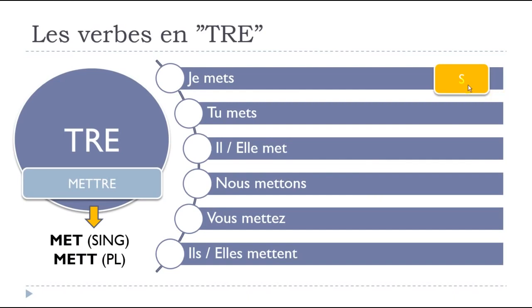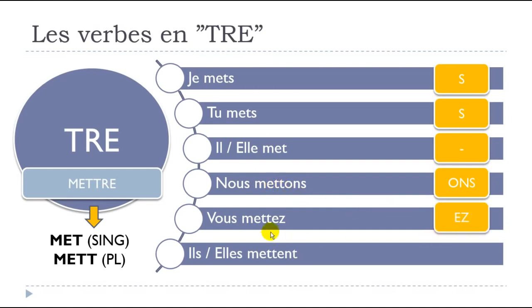Then the endings will be S for je, so you get je mets, S for tu, tu mets, nothing for il, elle, so we have il met. Keep in mind that phonetically you pronounce them the same: mais, mais, mais. Then for nous, you put the ending O-N-S, but keep in mind that the stem is different, M-E-T-T. For vous, E-Z, same stem, and then E-N-T for ils and elles.